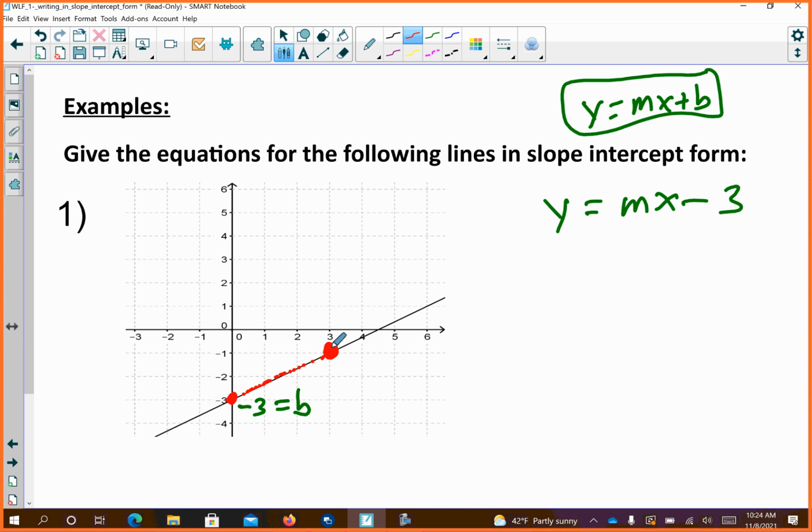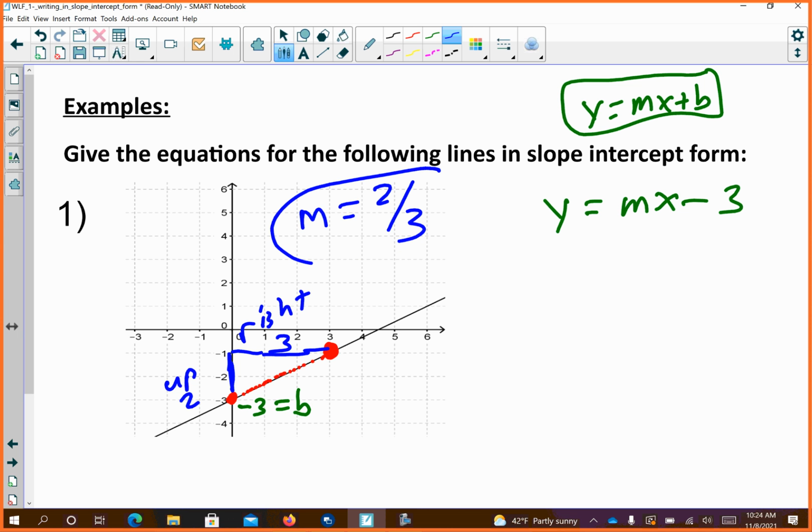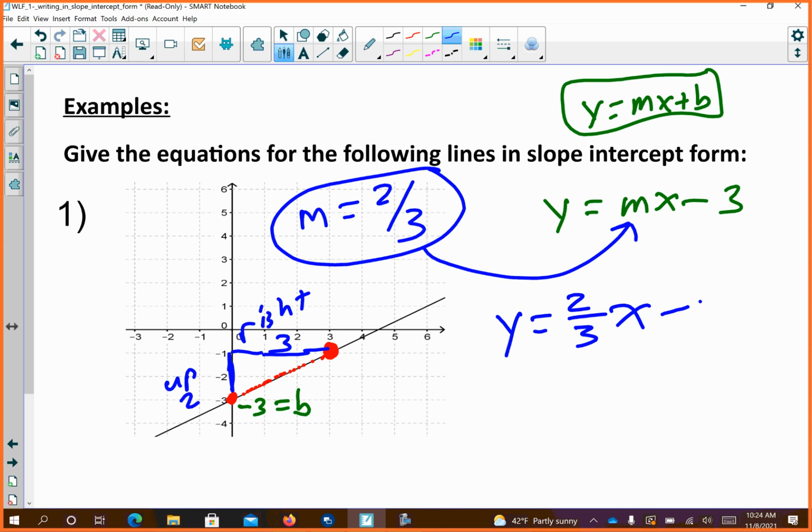Do you agree with how I just did that? I'm just looking to see where I can find it. So this goes up 2 and right 3. So up 2, right 3 means my slope's got to be positive. So my slope on this is going to be 2 over 3. So I'm going to take that 2 over 3, replace it with the m. So I get y equals 2/3 x minus 3.